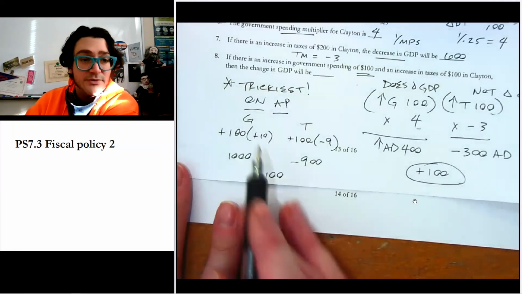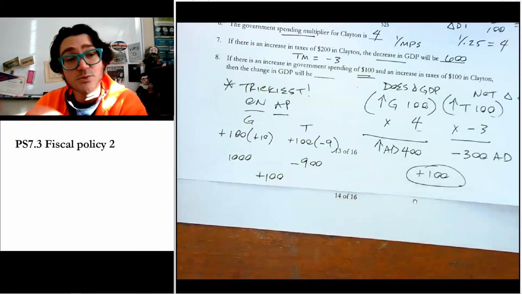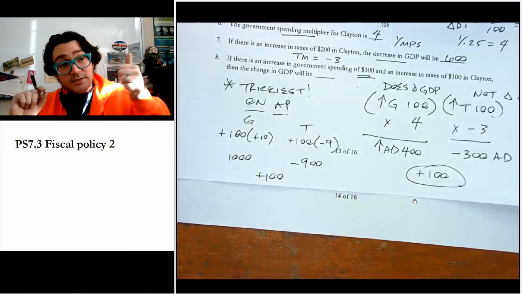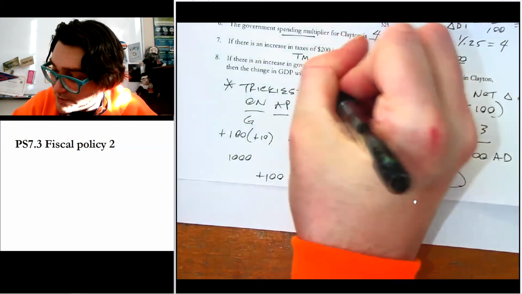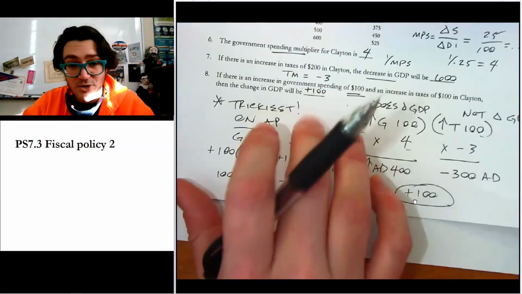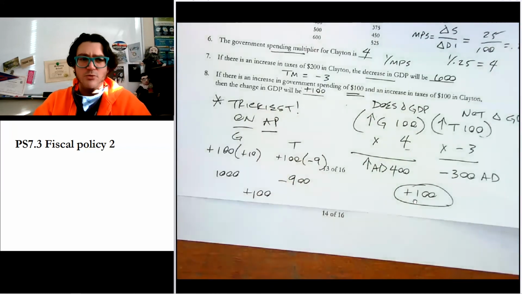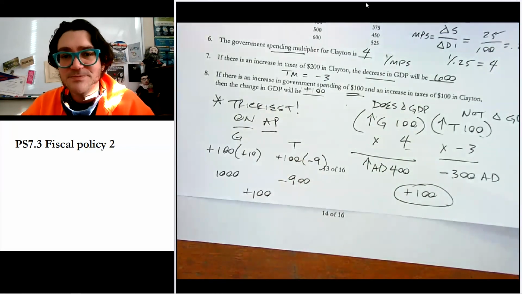And so this could be 200, right? It could be 500. It doesn't even matter what the multiplier is, because we know that the government spending multiplier is one larger than the tax multiplier. So you know that the change in GDP would be 100. You don't need the multipliers to do those, and you won't get them on the test. So you'll think it's a really tricky question, but it's actually one of the easiest ones to answer. All right, hopefully that helped you. I'll see you next time.